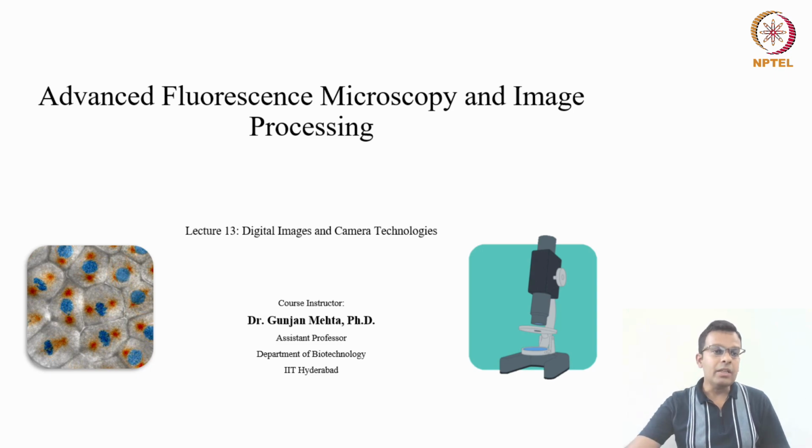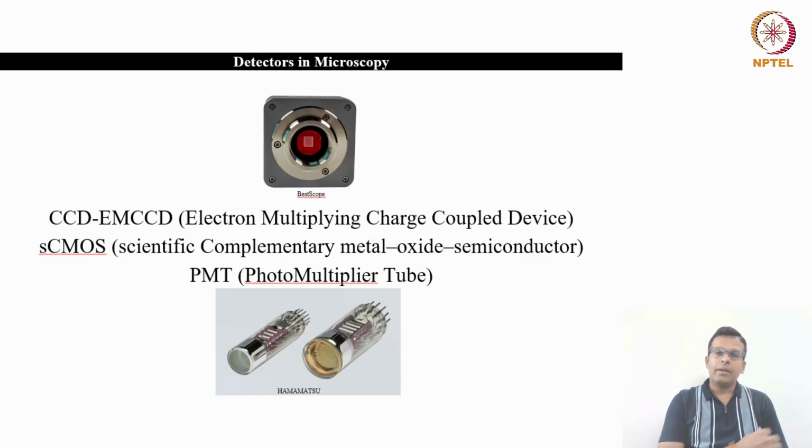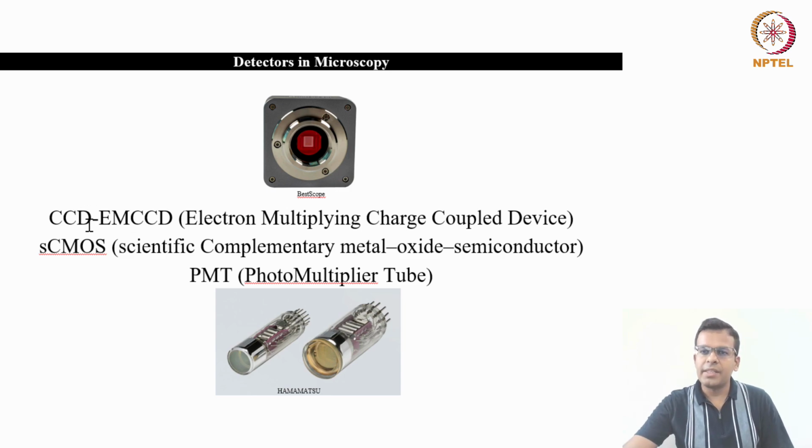Okay, so you can see here there are mostly one of these three types of detectors present in a microscope. So either your microscope is equipped with a CCD or EMCCD type camera, or an SCMOS type camera, or if you are using a confocal microscope, then the photomultiplier tube is used as a detector. And I will explain why in confocal the photomultiplier tube is used, whereas in other imaging technologies the EMCCD or SCMOS camera are used.